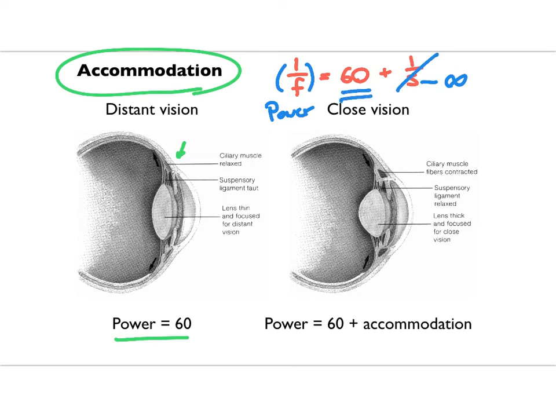For close vision, your ciliary muscles contract, and the lens in your eye gets chubbier, and the focal length gets shorter, and as a consequence, the power goes up. And the power of your lens will be the power that it starts with, which is 60, plus the degree of accommodation, okay? And so to look at something which isn't at infinity, I'm going to change the power of the lens in your eye.